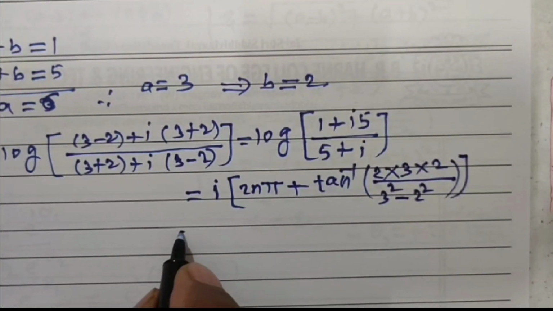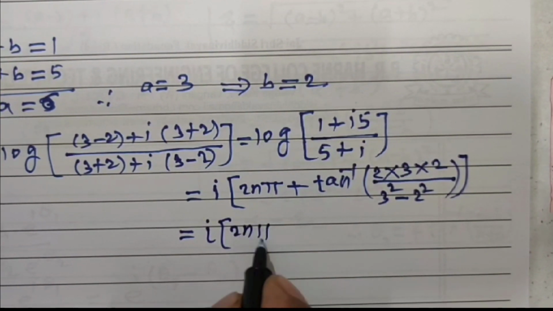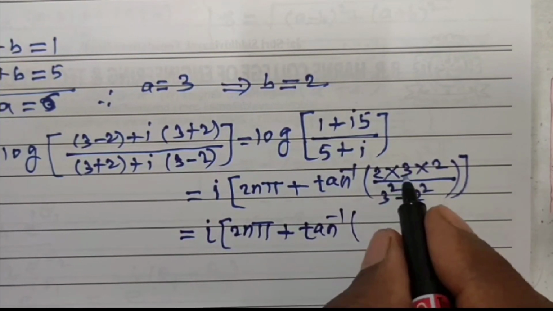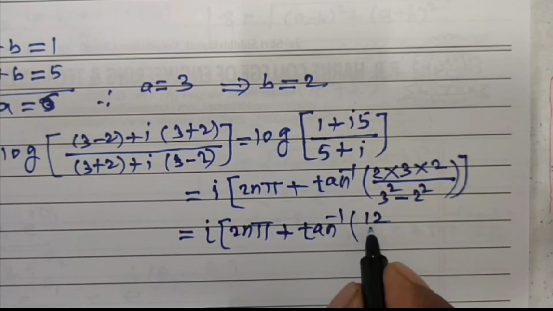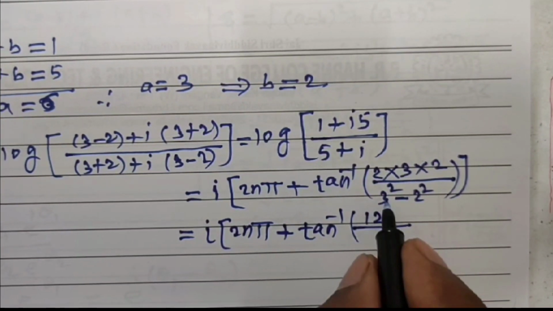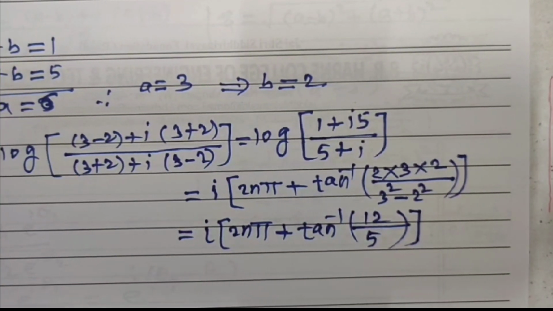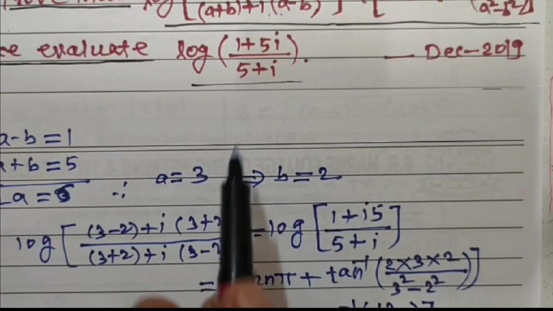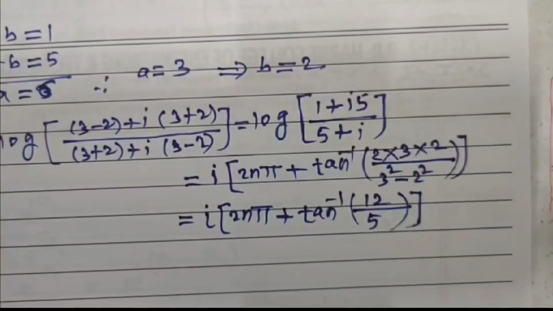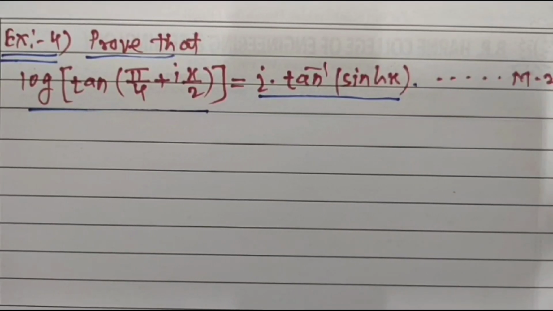Simplify this. This is equal to I into (2n pi plus tan inverse of 2 into 3 into 2, that is 12, divided by 9 minus 4). 3 square is 9, 9 minus 4 is 5. So this is the solution. The value of logarithm of (1 plus 5i) divided by (5 plus I) is I into (2n pi plus tan inverse 12 upon 5). Let us solve sum number 4.